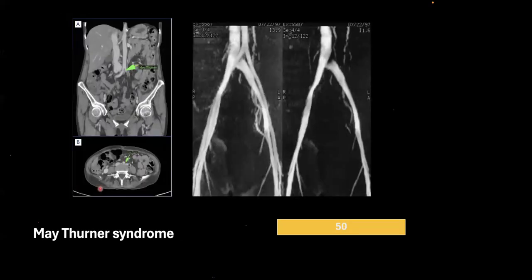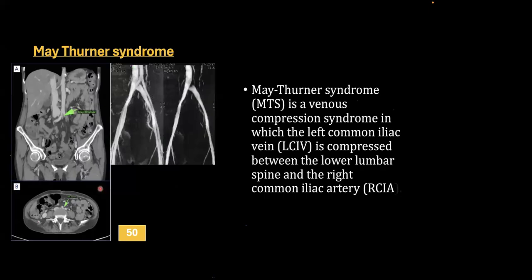Okay, May-Thurner syndrome, most of you got it correct and you have to get it correct. This is a very classic spotter. And what is it actually? It is a vascular compression syndrome, right? What happens is there is compression of the left common iliac vein, most likely by the right common iliac artery. So that's why the patient may come up with unilateral cellulitis of the left limb or pain in the left lower limb, like that.